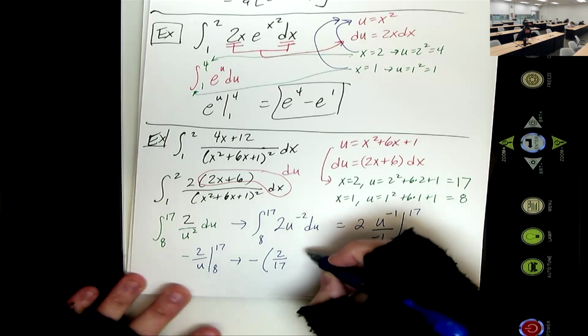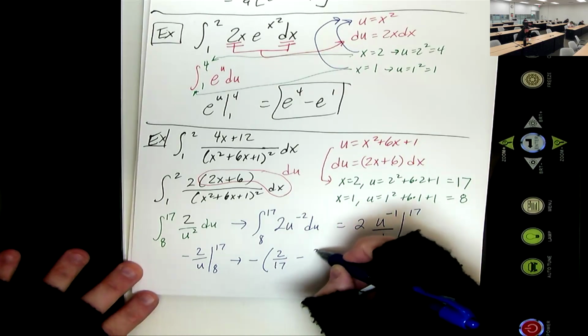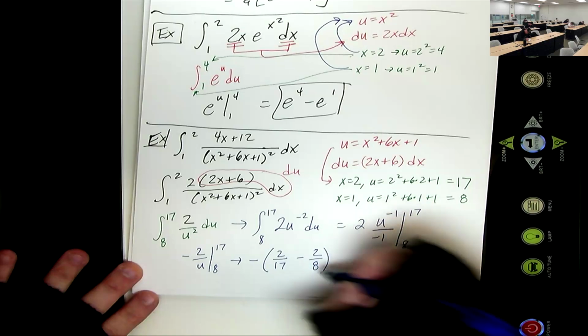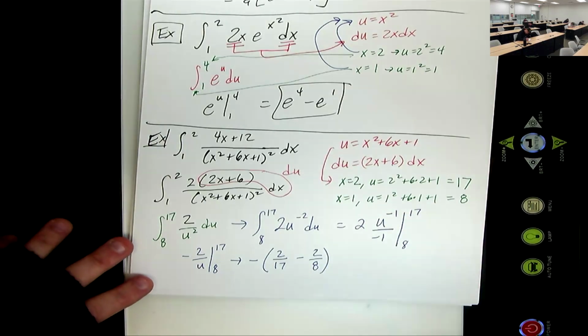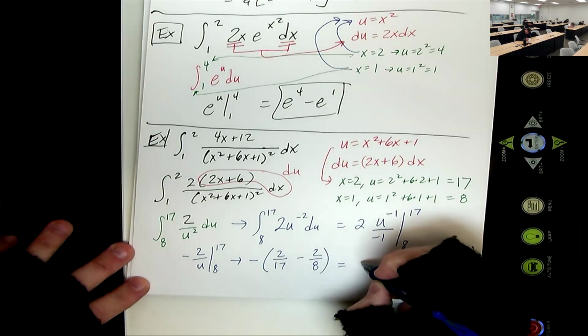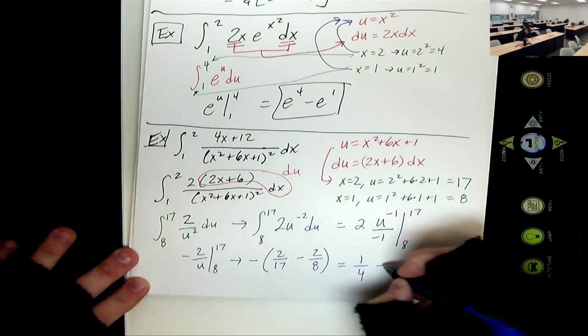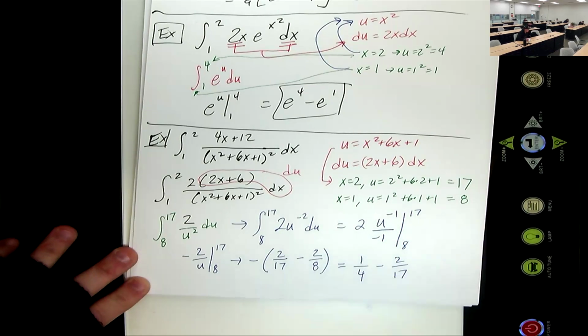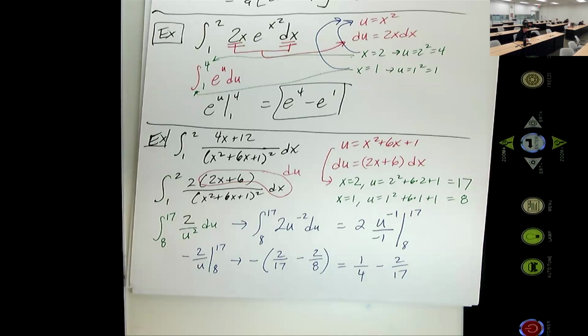We have negative and then 2/17 minus 2/8. It ends up being, you have to distribute the negative to both. 2/8 simplifies to 1/4, and 2/17 doesn't simplify. We could find a decimal answer if we needed it, but just leave it like that. That's what I'm going to leave it on my test, that's what I'm going to look for.